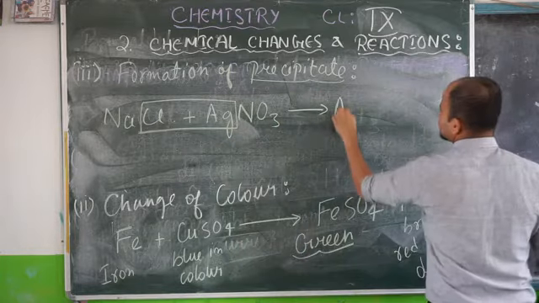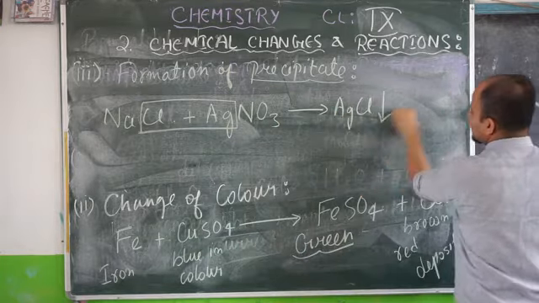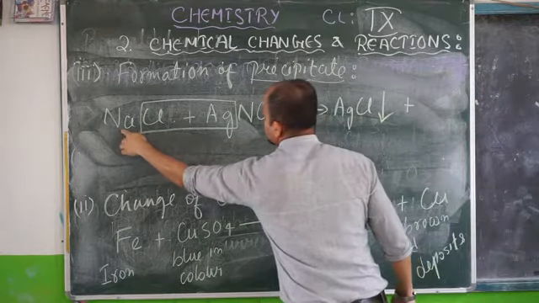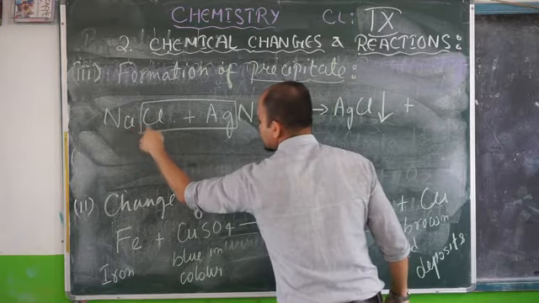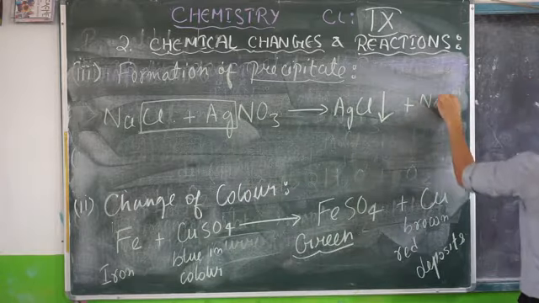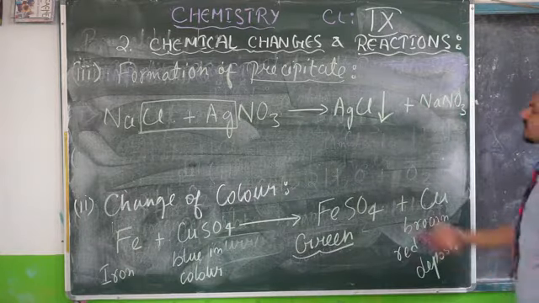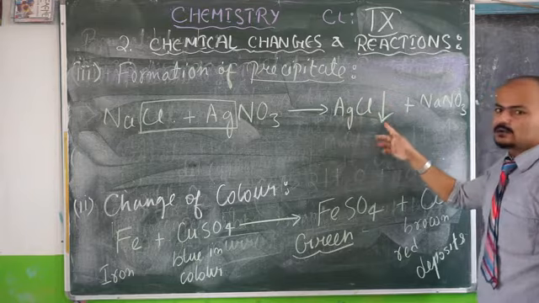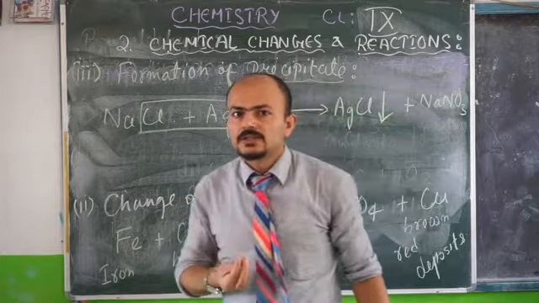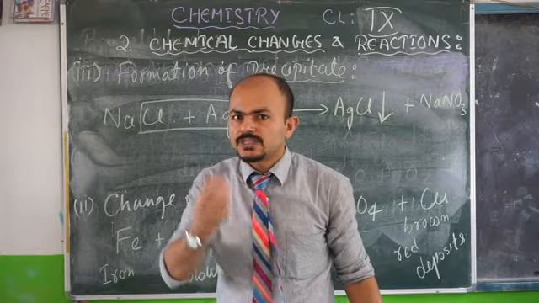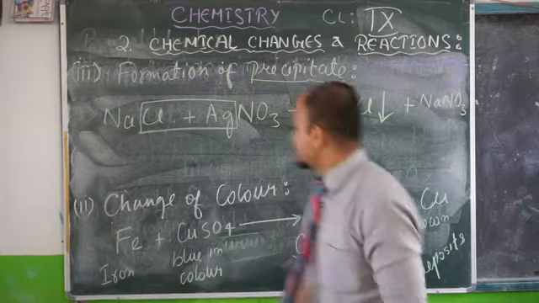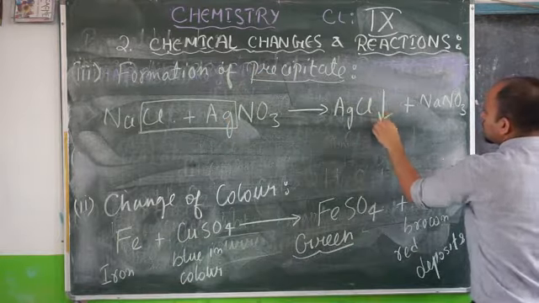So you will be getting AgCl plus, the cation is always written first. Please remember, okay? Cation, this is anion. So NaNO3 will be formed. Now this AgCl, downward arrow means precipitate. So it is an insoluble solid substance. So it has to be settling at the bottom of the test tube. Therefore, it is pointed by a downward arrow.